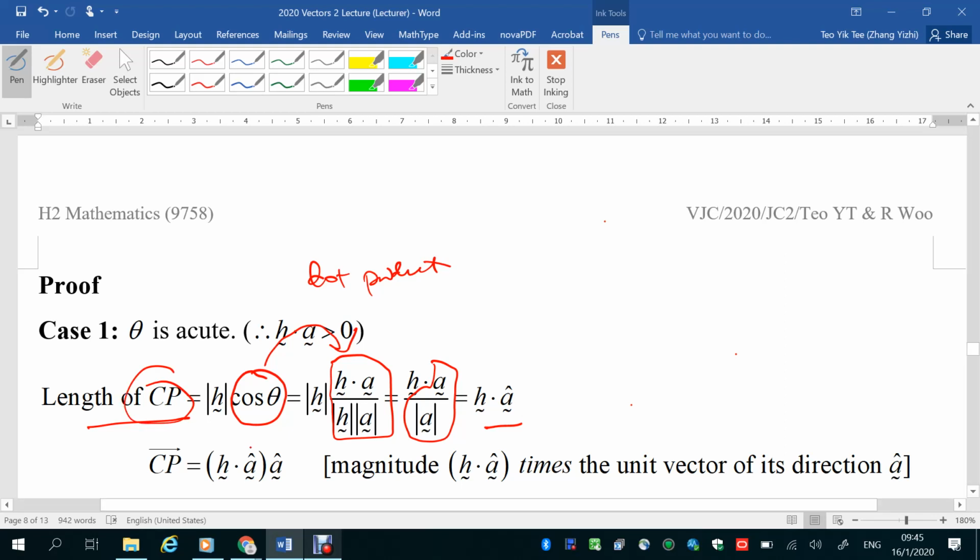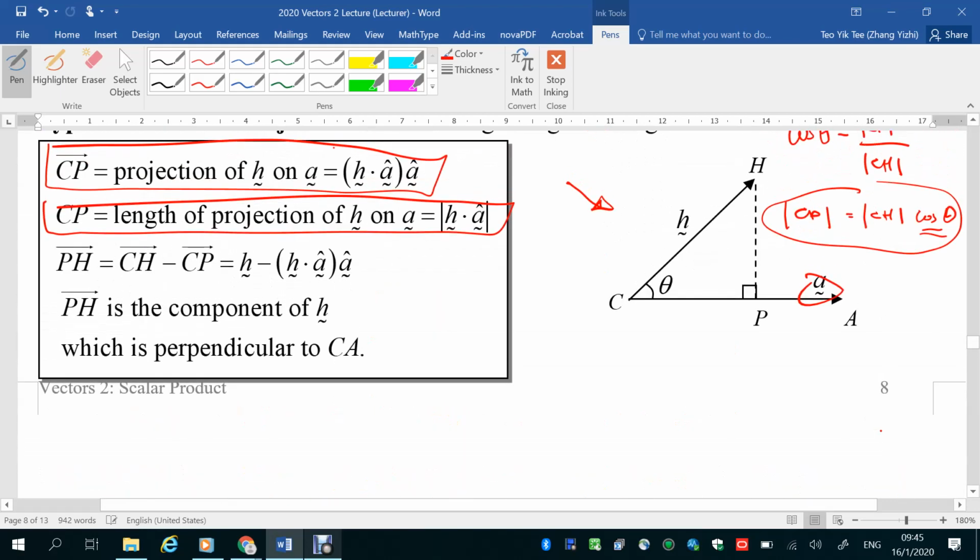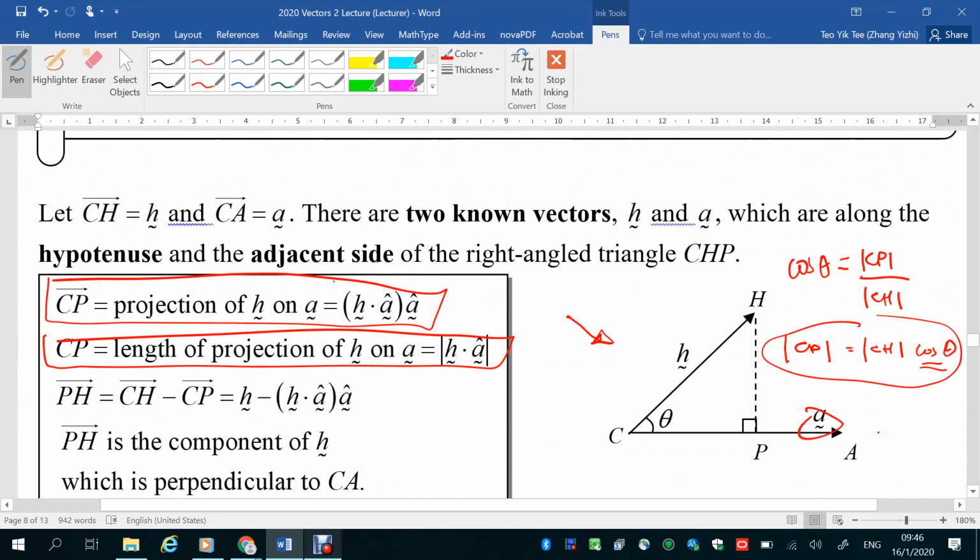The vector will be H dot A hat multiplied by A hat. Magnitude multiplied by the number of times of the unit vector. This is from your chapter 1: how we find a vector of certain length in a certain direction. So CP is in the direction of CA, and I know the length of CP is the length of your projection. I want the vector, so I multiply by the unit vector of A. So that's how these two formulas come about.